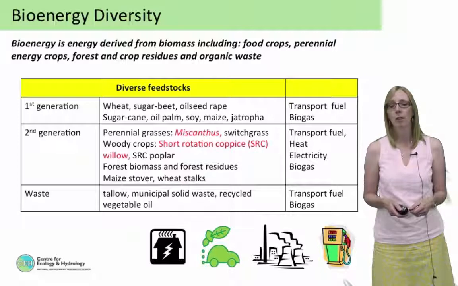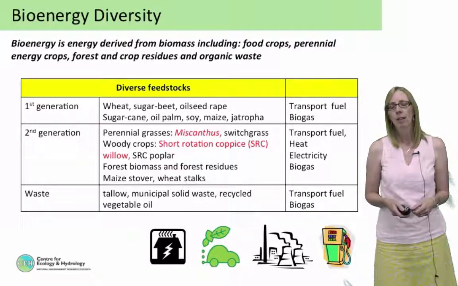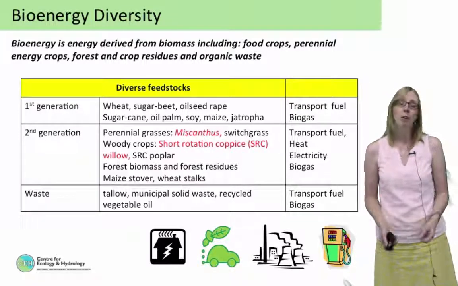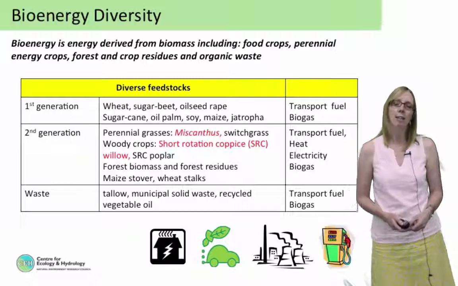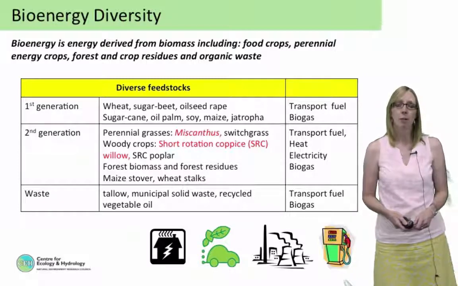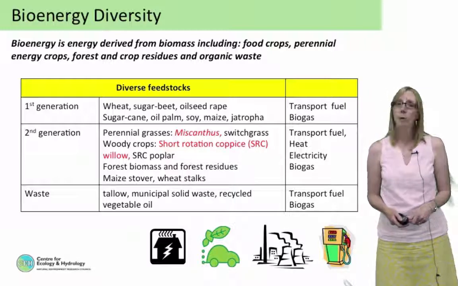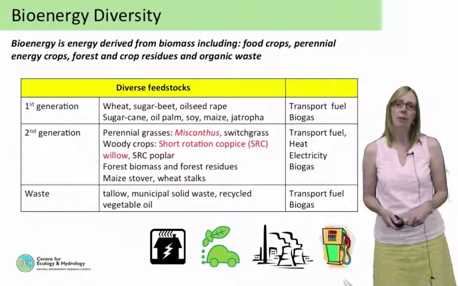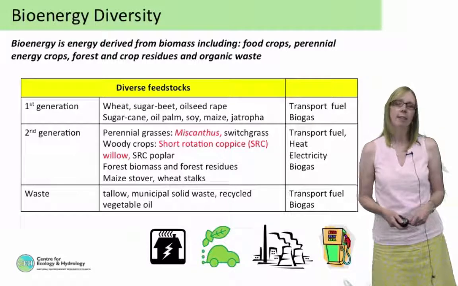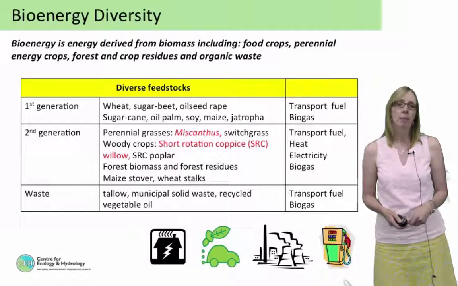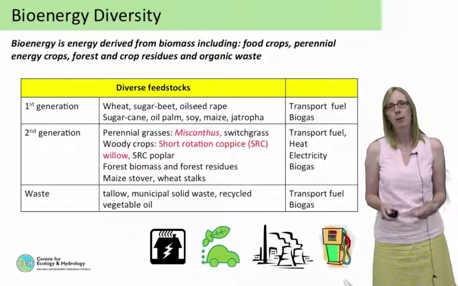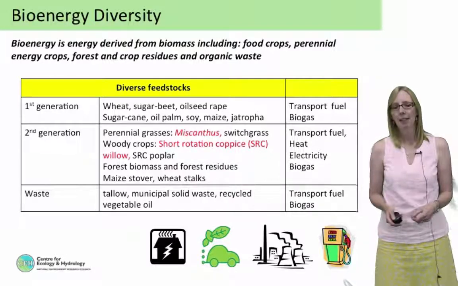We're just going to focus on second generation bioenergy, and particularly crops which are currently grown in the UK, which include Miscanthus and short rotation coppice willow. These crops can be turned into transport fuel, liquid fuel such as ethanol or biodiesel. They can be burnt for heat and electricity or converted into biogas. So as you can see, bioenergy is complex.